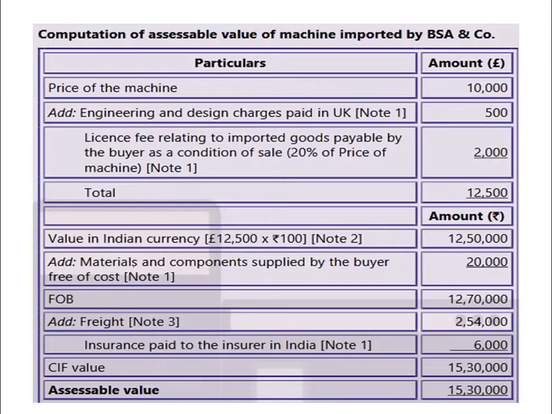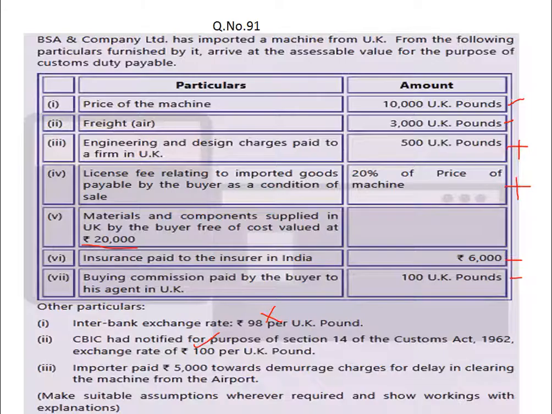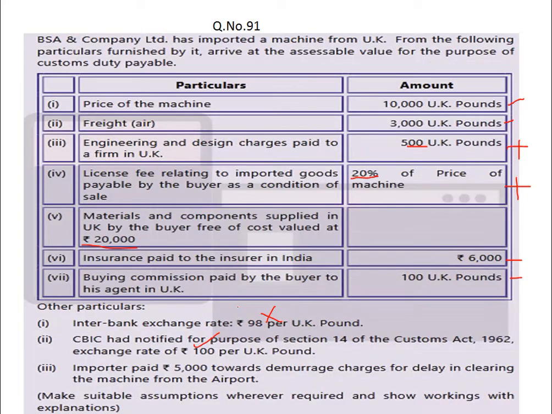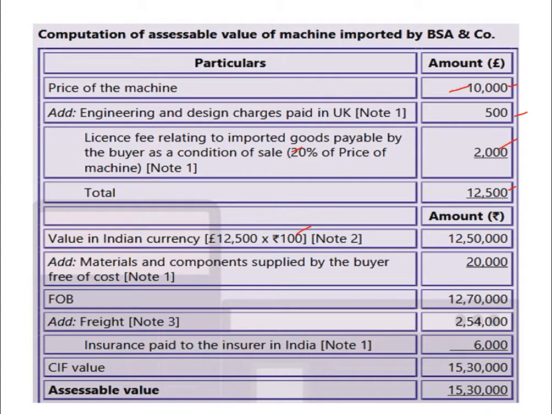See the answers now. The cost of the machine in pounds is 10,000, as I said. You have to add this, and 20% of the machine cost as a license. So it was 500 pounds, and 20% of this is 2,000. In total it is 12,500. Now you convert into Indian currency, the exchange rate given is 100 rupees. So 12,500 into 100 is 12,50,000.